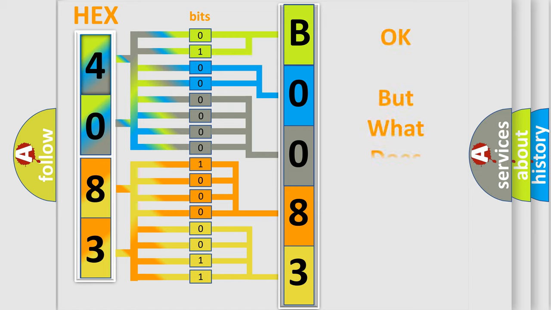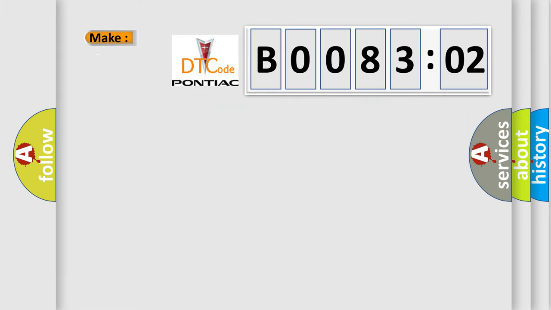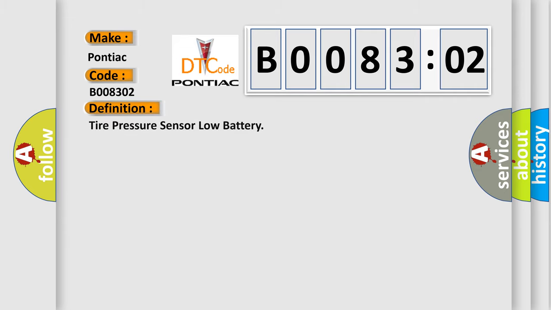The number itself does not make sense to us if we cannot assign information to what it actually expresses. So, what does the Diagnostic Trouble Code B0083-02 interpret specifically for Pontiac car manufacturers? The basic definition is tire pressure sensor low battery. And now this is a short description of this DTC code.